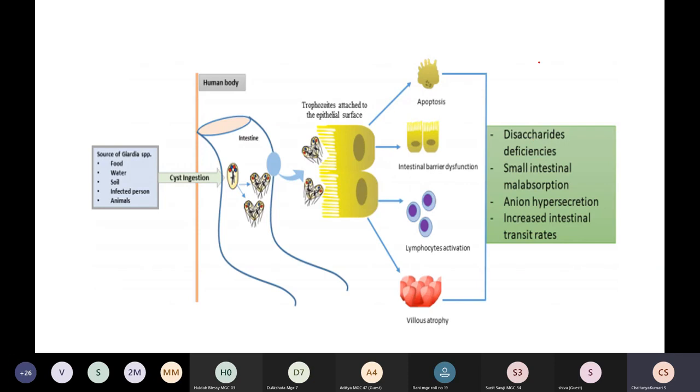So which is again small intestinal malabsorption, that is nothing but the same thing, not able to absorb the nutrients, and increased intestinal rates and anion hypersecretion. That means whatever electrolytes have been there, they will not get balanced. So due to that, most of the electrolytes will be released into the stool.